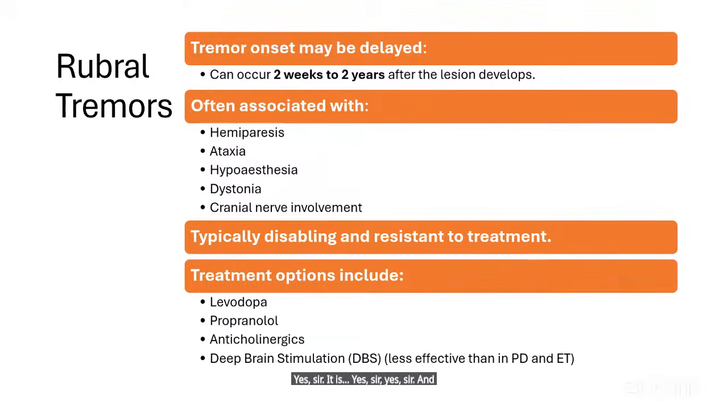And they are very disabling and resistant to treatment. The treatment options involve levodopa, propranolol, anticholinergics, or DBS. But DBS is less effective than in Parkinson disease and essential tremors.